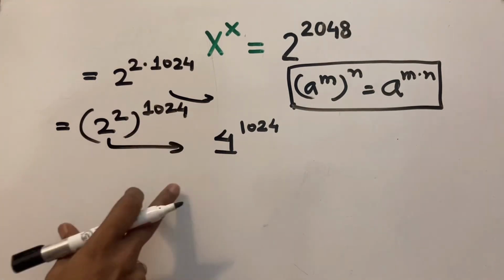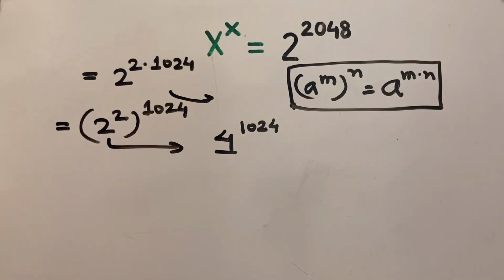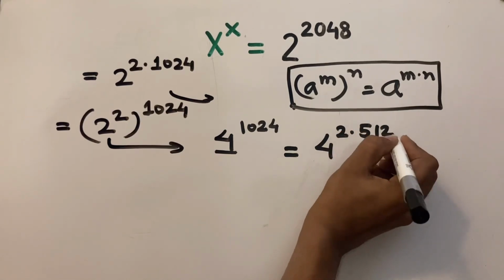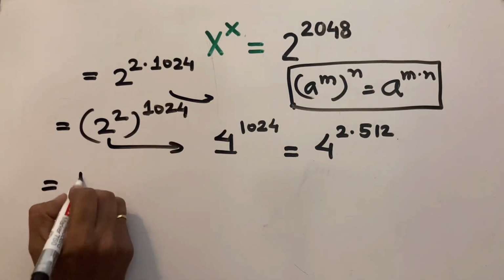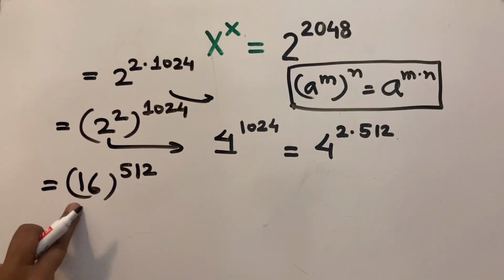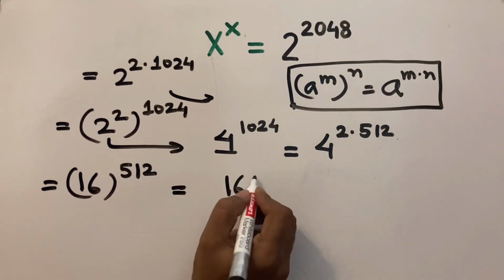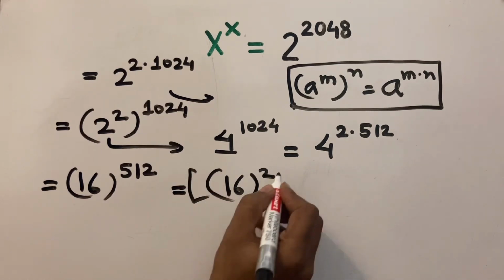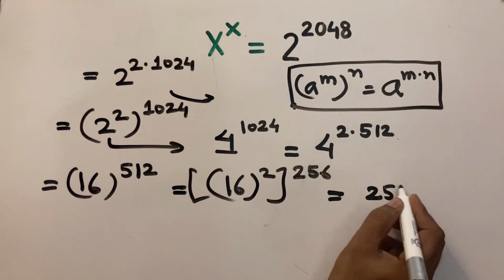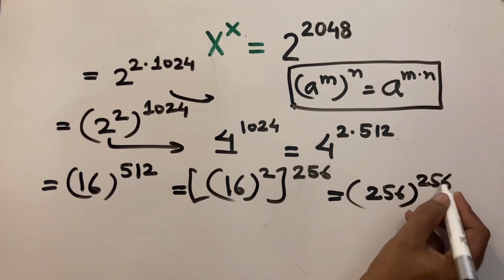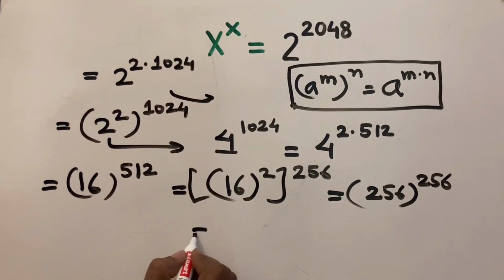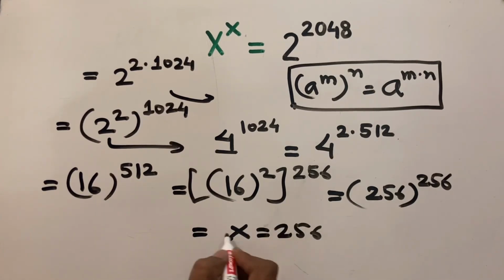Now you need to keep repeating this process and rewrite this exponent. So this is equals to 4 to power 2 multiply 512, which is equals to 16 to power 512. Now the bases change to 16. This is equals to 16 to power 2 to power 256. This is also equals to 256 to power 256. So here we found a number to power itself to satisfy this equation. So x equals to 256 is our answer.